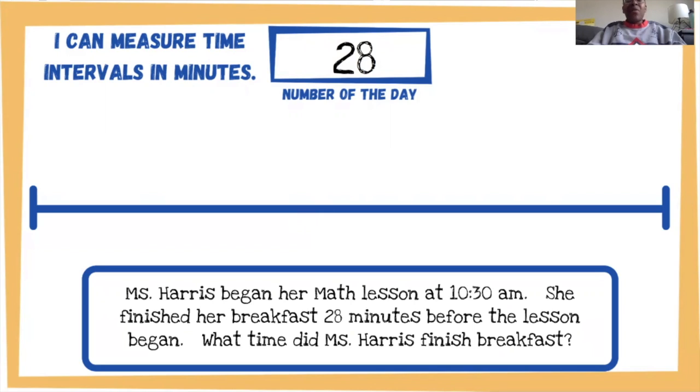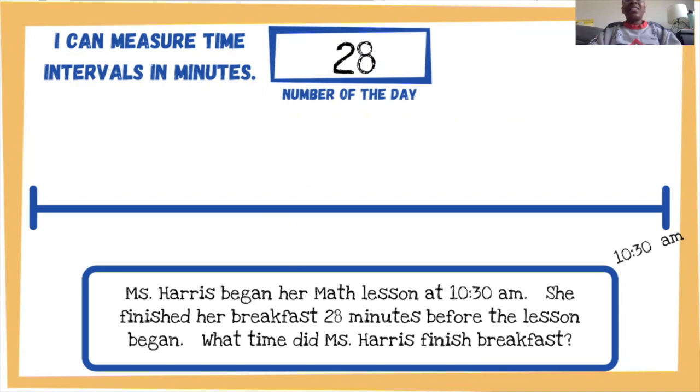Well, the first thing that we need to do is figure out if we're looking for a time that occurred before 10:30 or a time that occurred after 10:30. What do you think? That's right. Because we are trying to figure out when Miss Harris had her breakfast before her lesson, that means we're looking for a time that occurred before 10:30. So are we going to be adding time to 10:30 or subtracting? That's right, we're going to subtract. So let's use our line and start at 10:30 and count backwards.